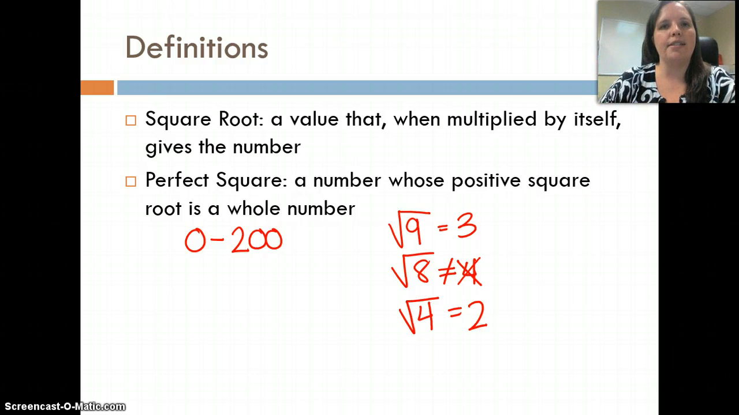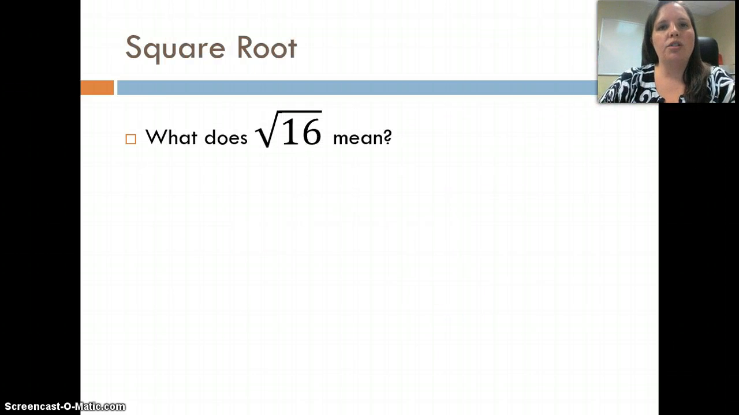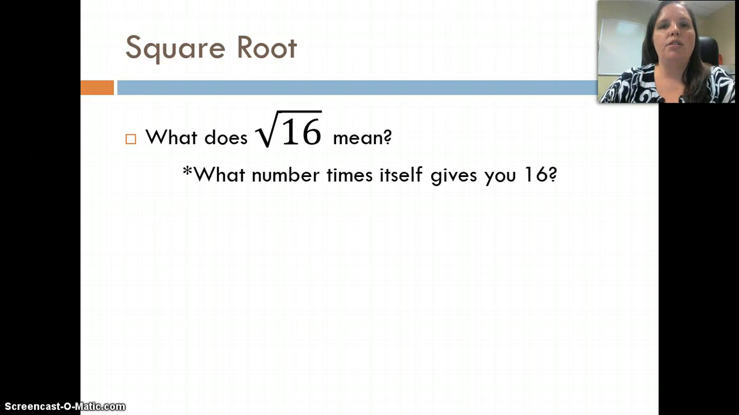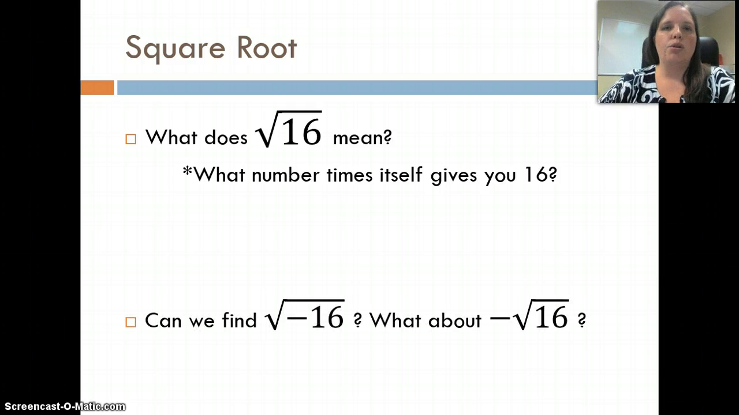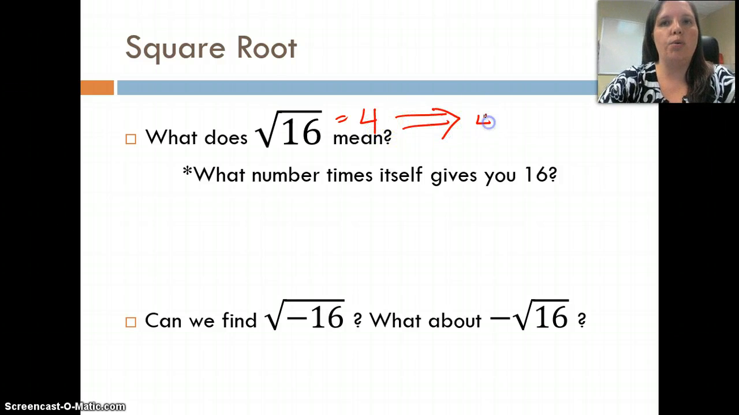And we'll go over those in just a second. But again, what does a square root mean? It means what number times itself is going to give you that value. So in that case, the square root of 16 is 4. Why is the square root of 16 4? It's because 4 times 4: what number times itself gives you 16.